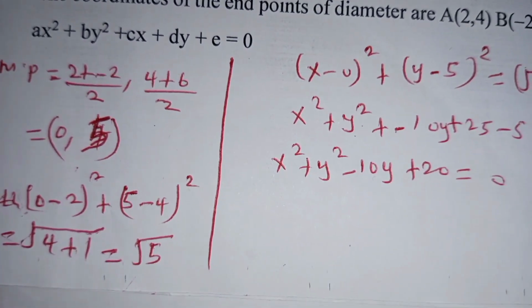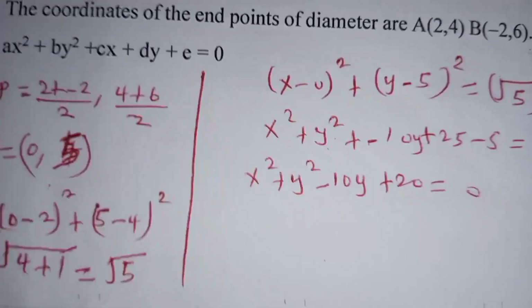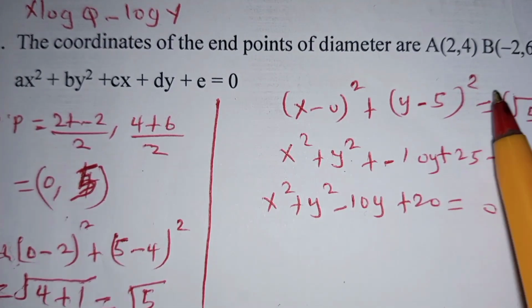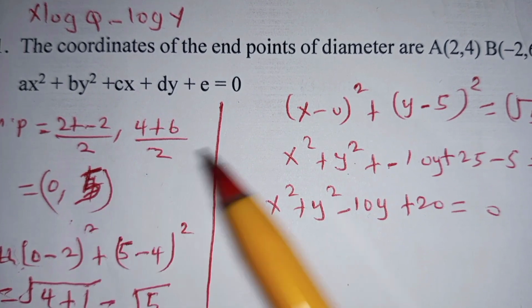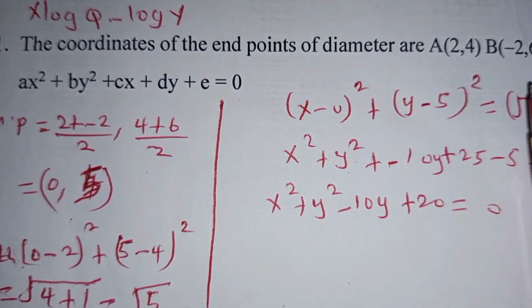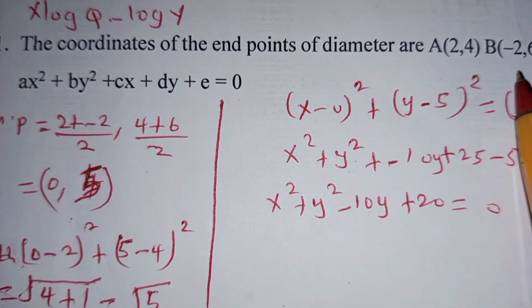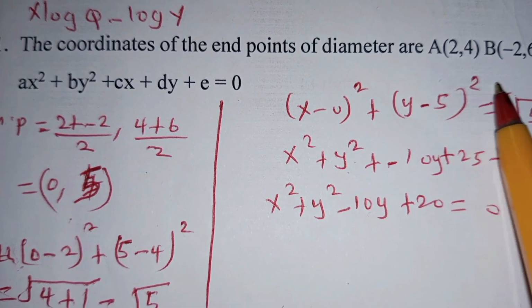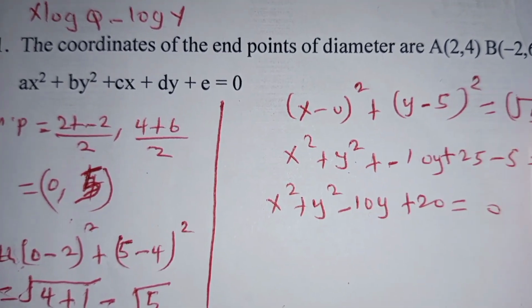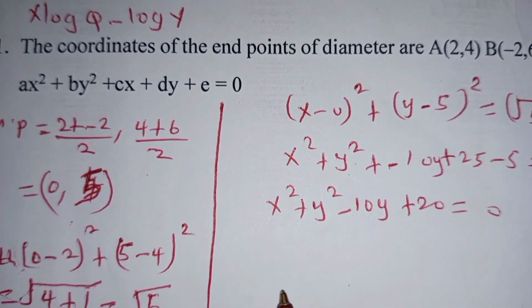Alternatively, you could have decided to use this other point here, and the answer will be the same. Since you have 0 minus 2, that will give you 2 squared, which is 4. 5 minus 6 is 1, so it will be the same thing.